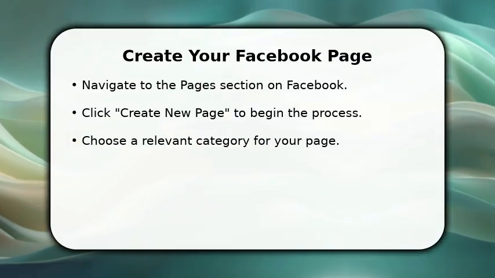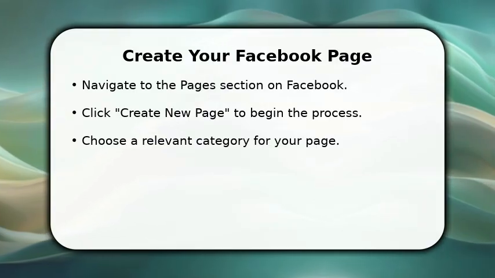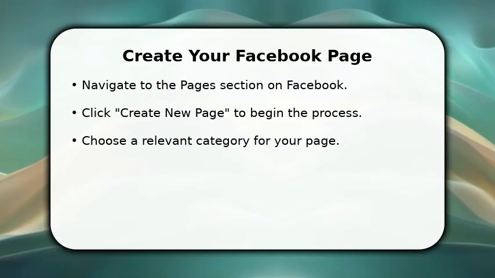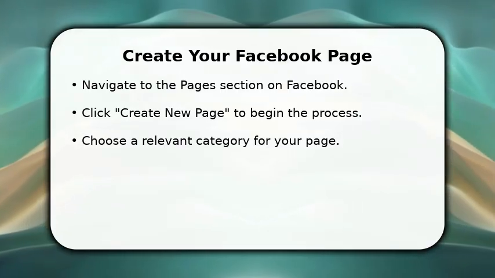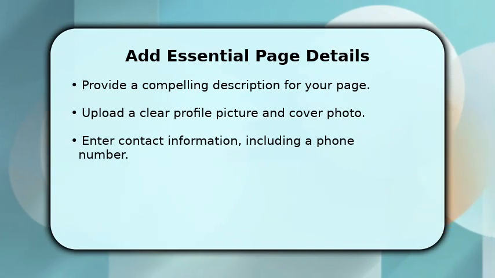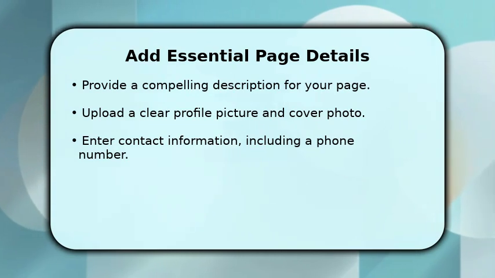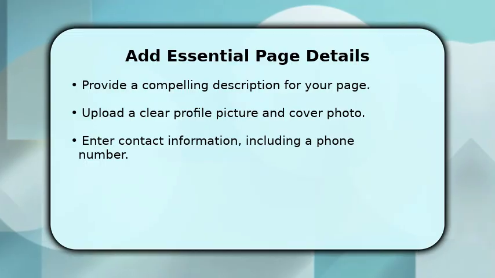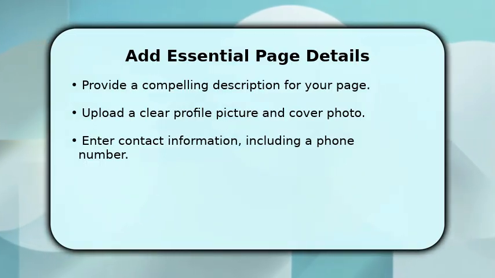Next, choose a category that best describes what your page is about, like local business or public figure. This helps people find you. After naming your page, it's time to add some essential details. Write a concise yet informative description that tells visitors what your page offers.